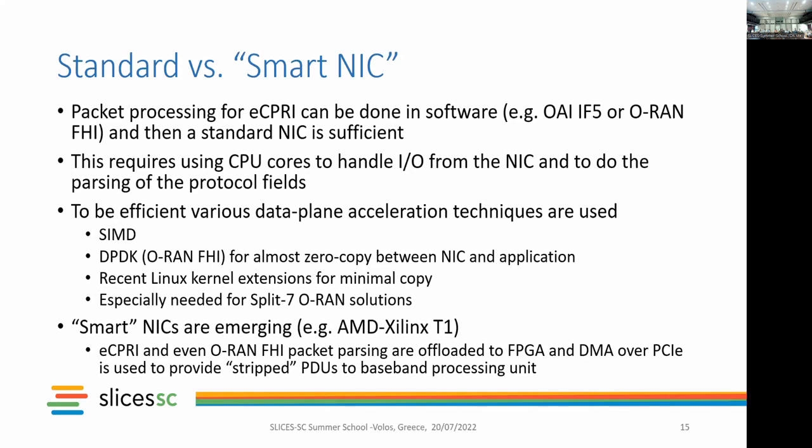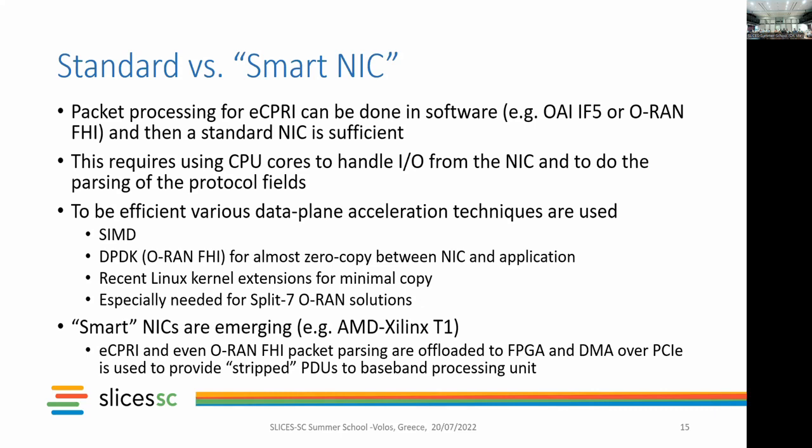In my opinion, there are also real recent Linux kernel extensions which minimize the copy, and that you can exploit in some of these, and avoid using something like DPDK. But these are especially needed for something as complicated as the ORAN split settings. Now, because of this complication, you need all of these fancy techniques to run it in software.